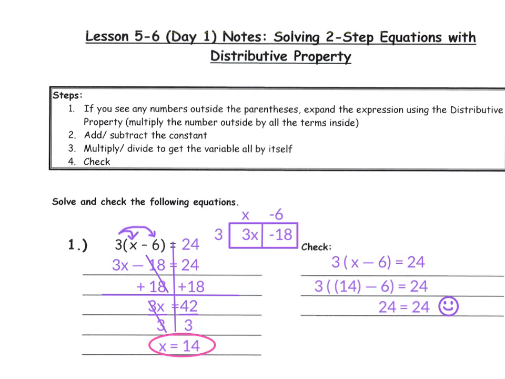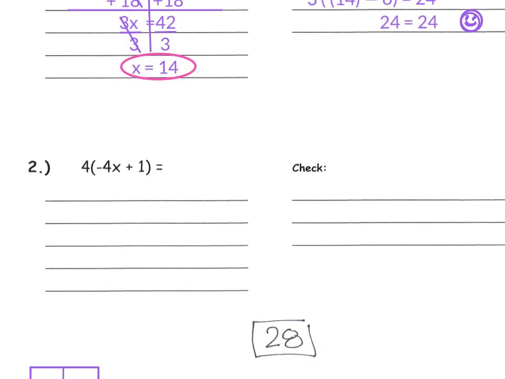Okay, let's try another example. Okay, so our next example says that we have 4, and then in parentheses, the negative 4x plus 1 equals, and we have a blank there, so I need you to fill that in with 36. So I know I'm solving an equation.